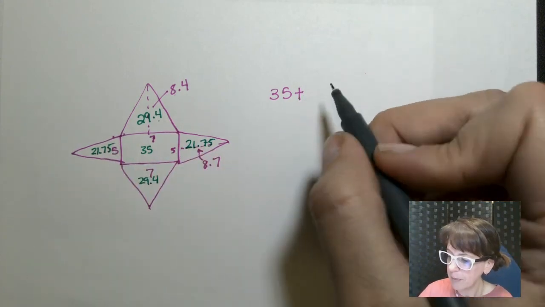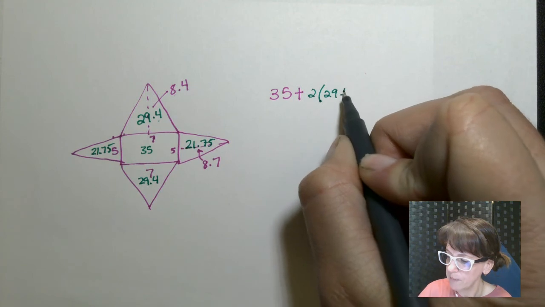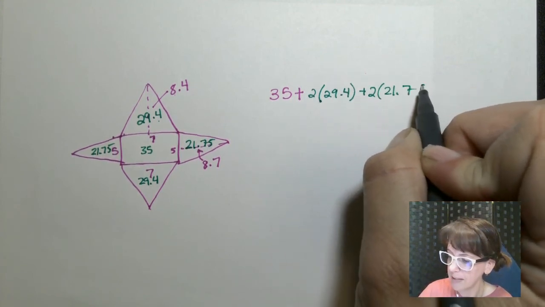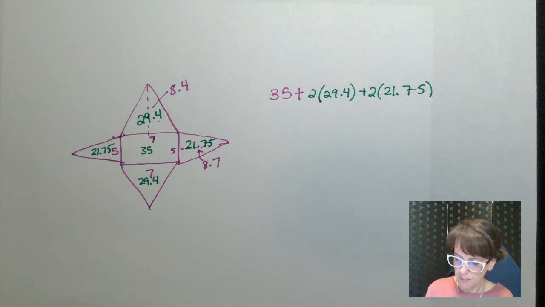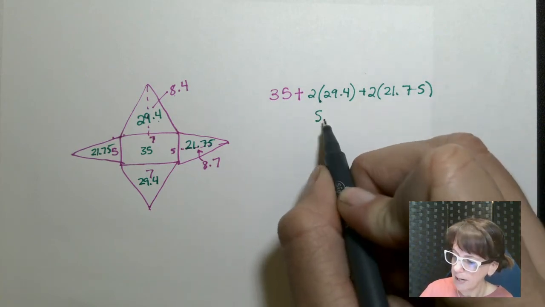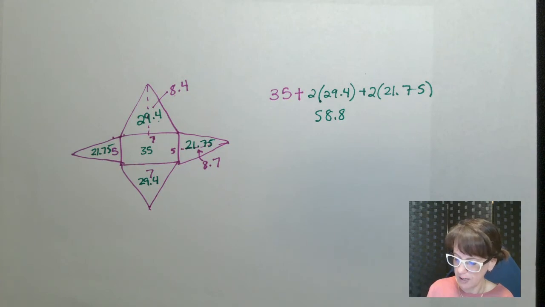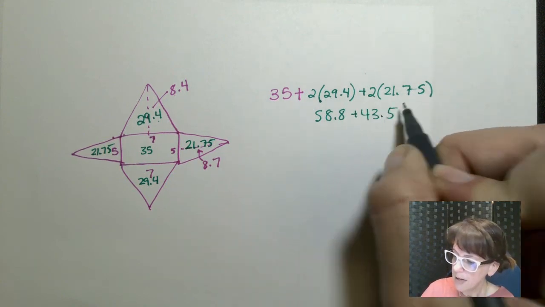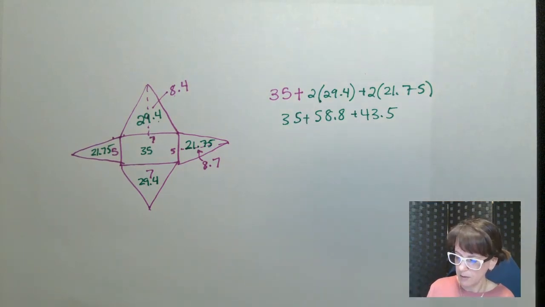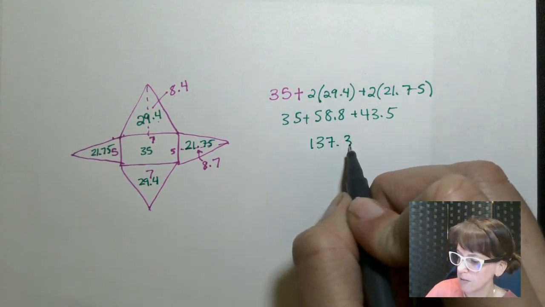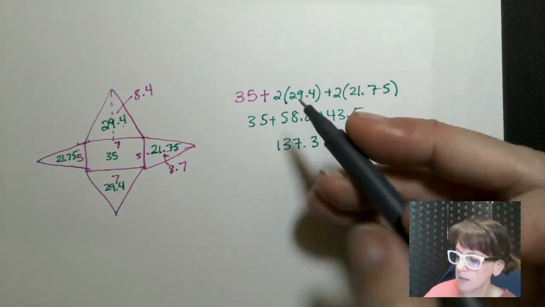So we have 35 plus 2 times 29.4 plus 2 times 21.75. All right, so we have 2 times 29.4, and so that's 58.8. And then we've got 2 times 21.75, so that, oh, whoops, it would help if I did multiplication. 21.75 times 2 gives us 43.5. And then we're going to bring down this 35 here. So plus all these guys, we end up with 137.3. Okay, that looks more like it. And we were talking about centimeters, so this would be centimeters squared.